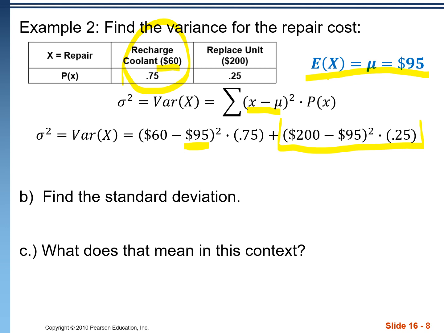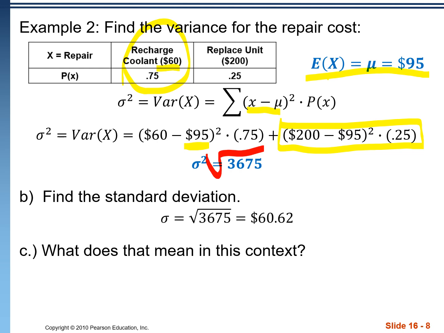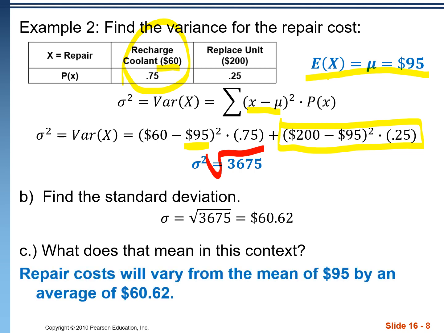Same thing for replacing the control unit at a cost of $200. Add those all up, and we get a variance of $3,675. To find the standard deviation, we're now just going to square root this number. So standard deviation is 60.62 or $60.62. What does that mean in this context? Repair costs will vary from the mean of $95 by an average of $60.62.